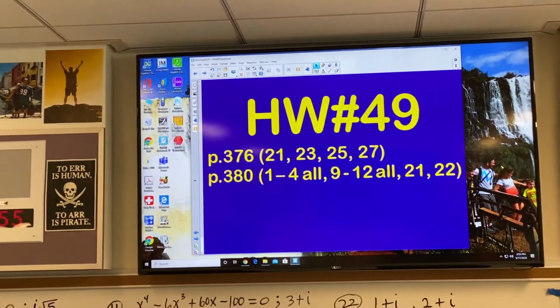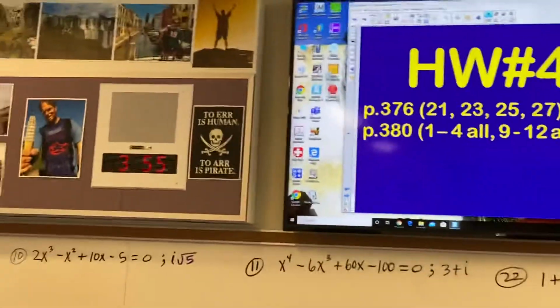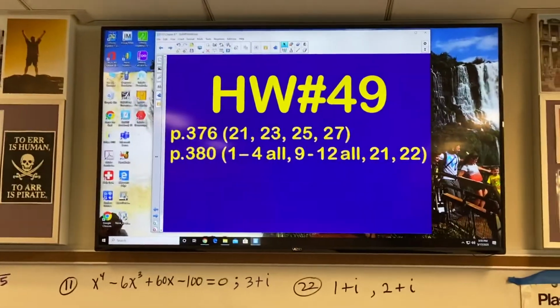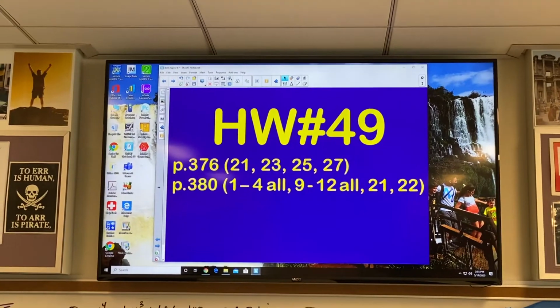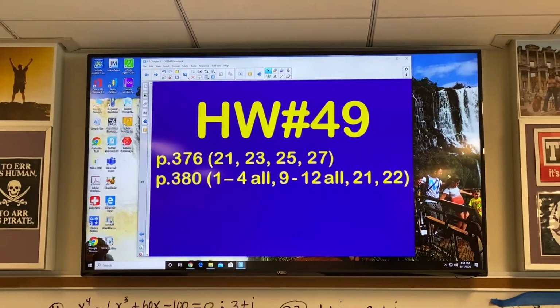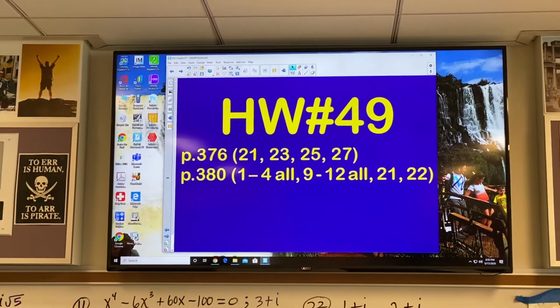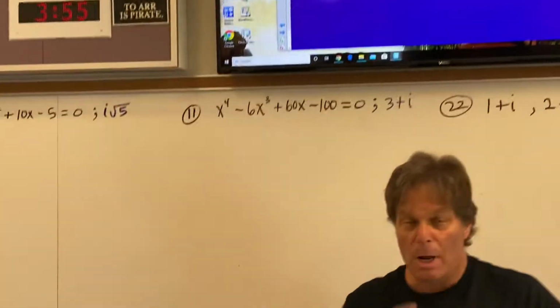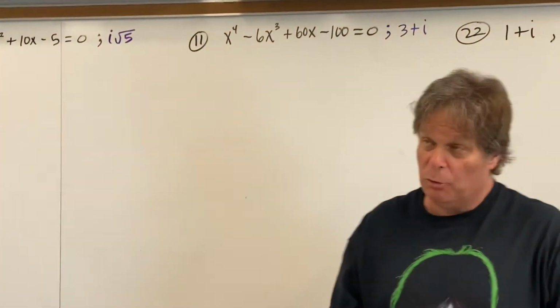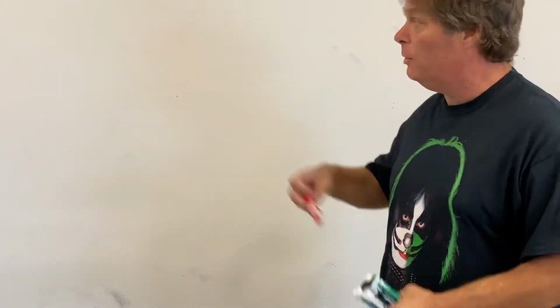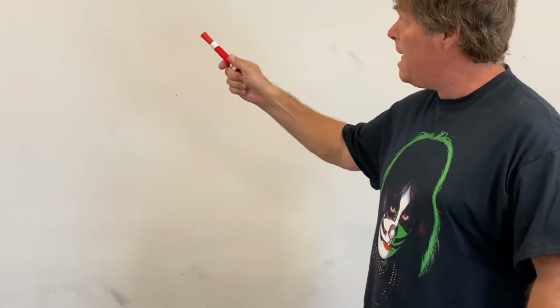Now the ones on the first page, on 376, are similar to ones you did on the previous assignment, and similar to ones like 1 through 4, so I'm not actually going to do any of those problems. I'm going to do some of the ones from page 380. In fact, the ones I'm going to do are number 2, number 10, number 11, and number 22. Those are the ones I'm going to do.